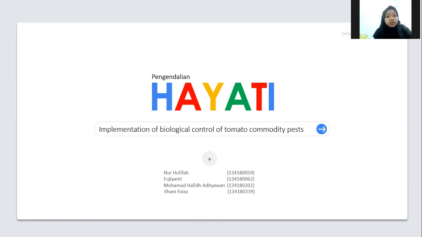Of tomato commodity pests. First, let me introduce our members. My name is Nur Hofifah with study number 59, Fujiyanti with study number 62, Mohamad Hafidh Adityawan with study number 202, Ilham Faiza with study number 239.